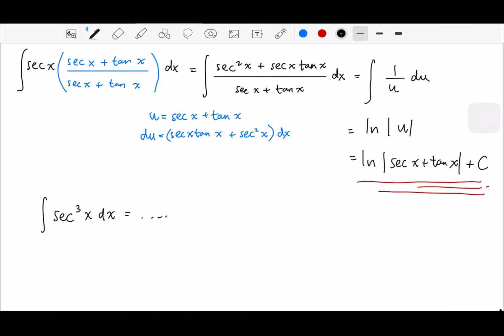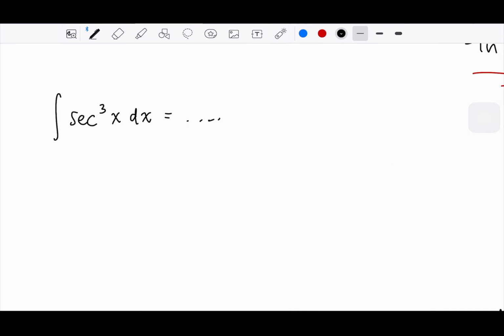For the secant cubed, you can use integration by parts. You can see the secant cubed as secant x multiplied with secant squared x, right? Okay, so to begin with, this secant cubed we can separate into secant x and secant squared x dx, right?